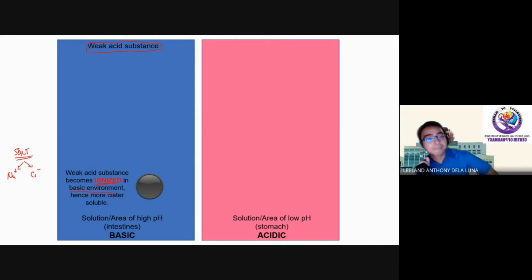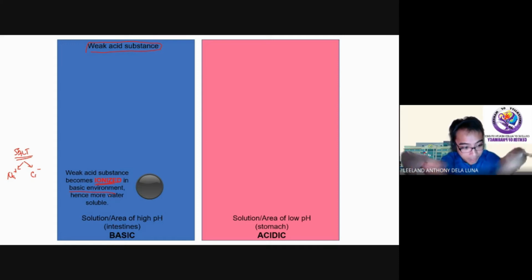Okay, ulitin ko lang class ha. When a weak acid drug is exposed in the basic environment of my intestines, or whatever basic environment that would be, acid ang drug ko, base ang environment. So pag nag-combine, ang form ko is a salt. And a salt, class, is considered to be ionized. It can easily separate into its positive and negative charges. Now, class, the property of ionized compounds, yung drug ko from weak acid biglang naging ionized kasi na-neutralize siya, is that it's more water soluble.